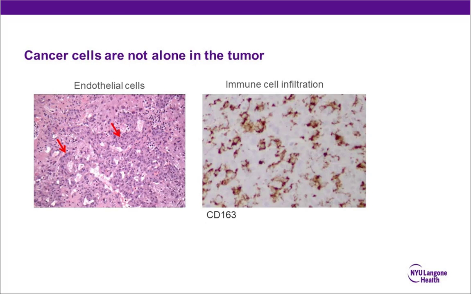The first point that I would like to emphasize, although I'm sure that everybody on this call is familiar with this, is that cancer cells do not live alone in the tumor. There are many other cells that coexist with cancer cells and end up diluting your genetic information as you're performing your sequencing. Among them are, for example, endothelial cells, which are shown here as an exuberant microvascular proliferation with red arrows, or immune cells, highlighted here with CD163, showing tumor-associated macrophages. And you can see about 30–40% of cells present in the tumor are actually tumor-associated macrophages.